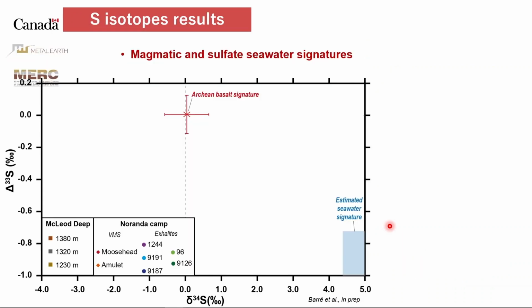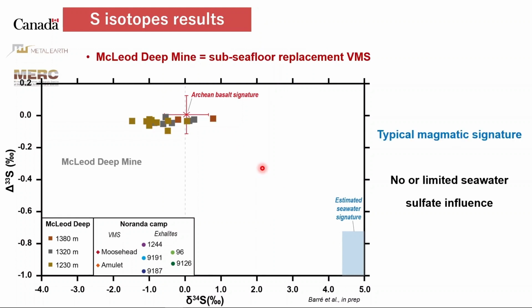So the results we had on the different VMS deposits we sampled. Here, on the x-axis, the delta 34S, and the capital Δ33S on the y-axis. Here I just plotted the Archean basalt signature. Basically it's around 0 per mil, and here just an estimated value of the seawater. I will show you later how I determined that. It's just for you to understand the data.